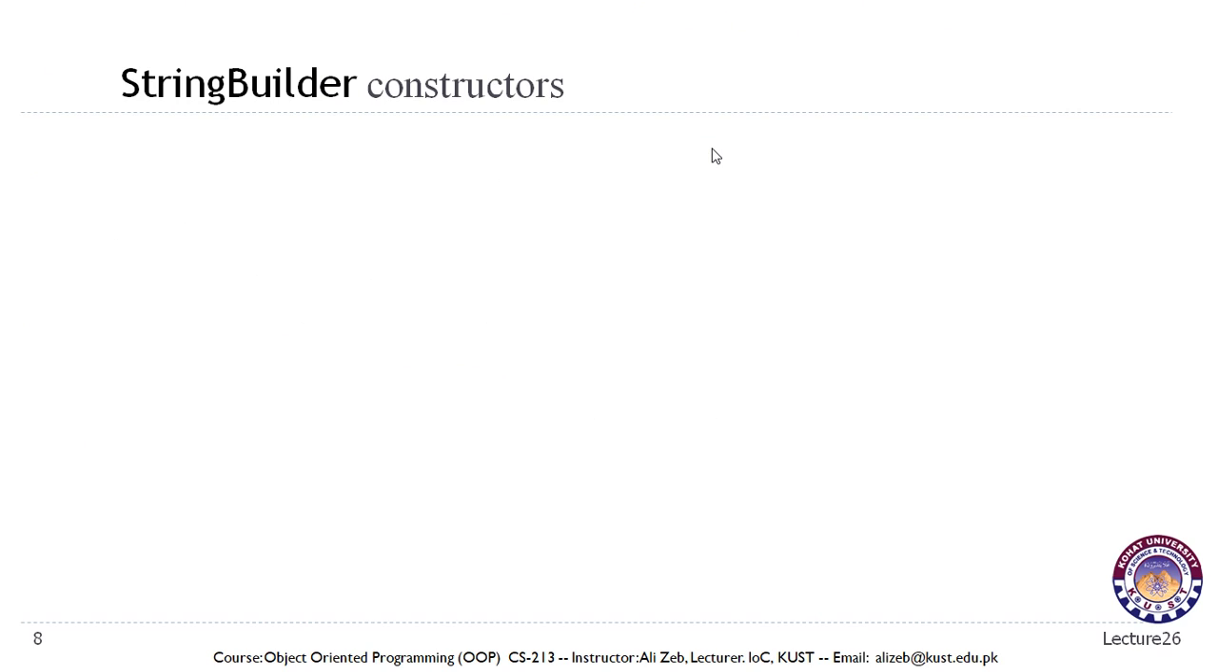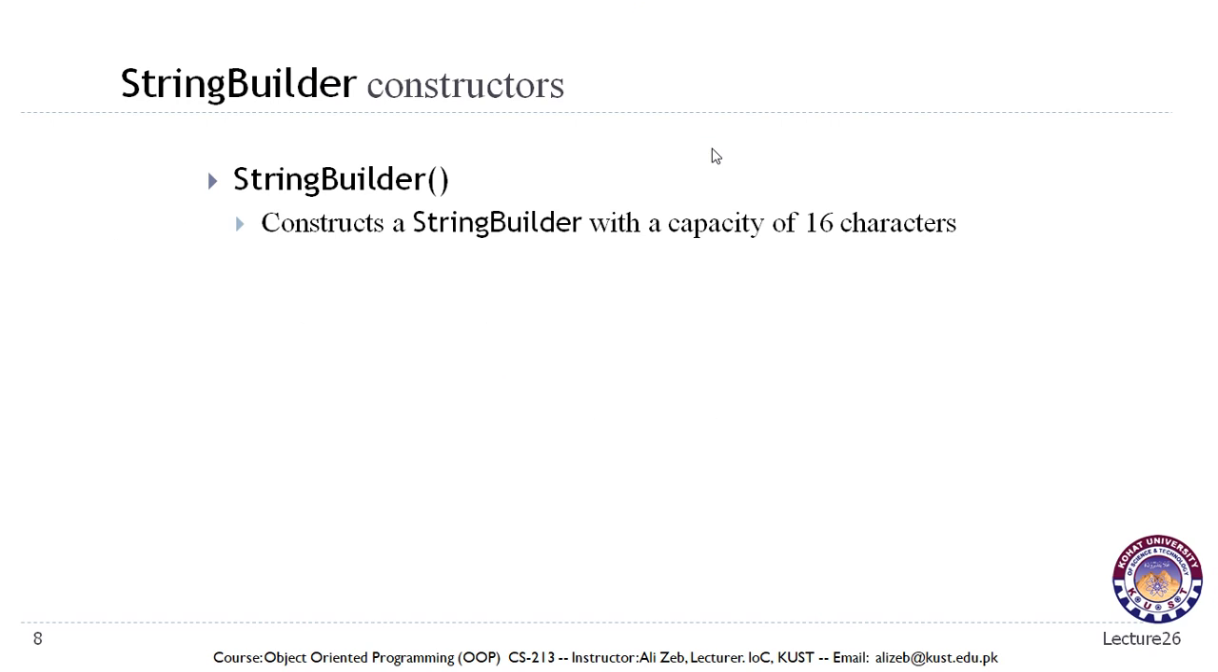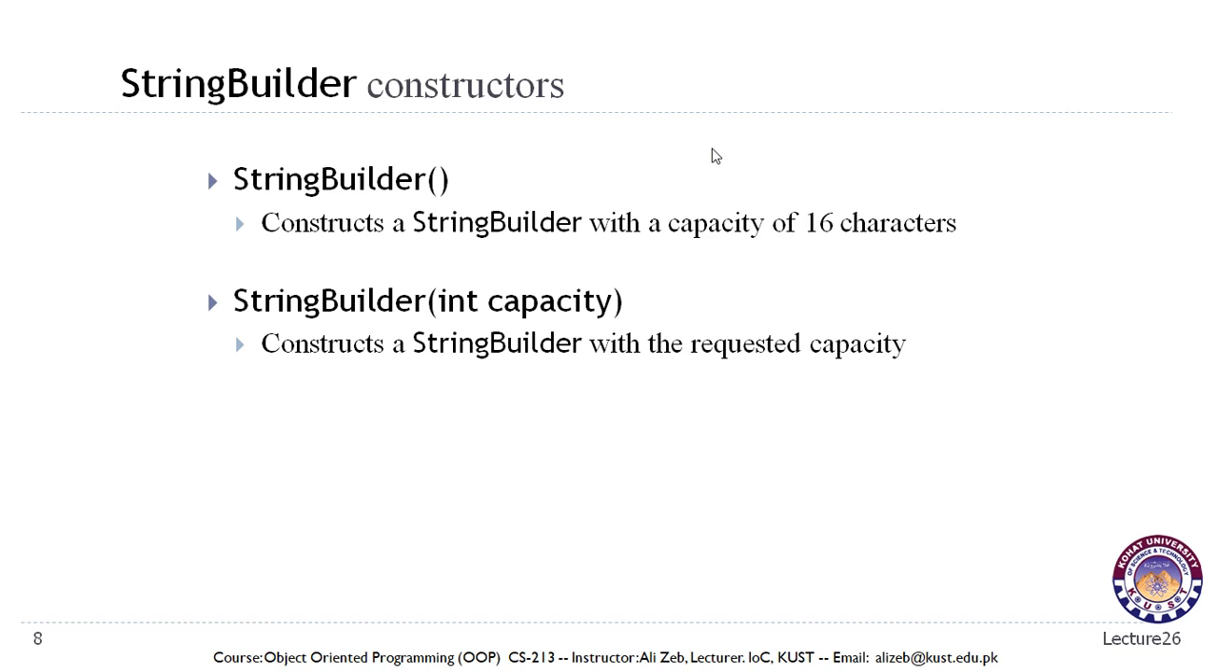StringBuilder constructors. So we have a constructor that constructs a StringBuilder with a capacity of 16 characters. The default capacity of the StringBuilder object is 16, and we may specify the capacity. Instead of the default capacity, we can specify the capacity, and that then becomes the capacity of the StringBuilder. It constructs a StringBuilder object with the requested capacity.